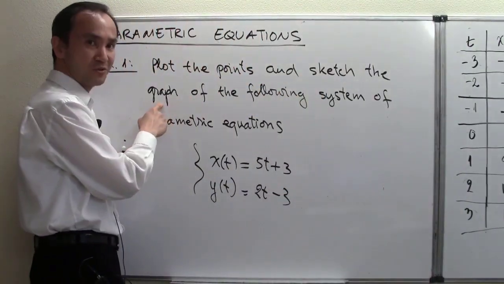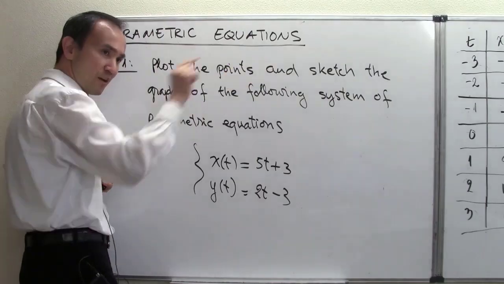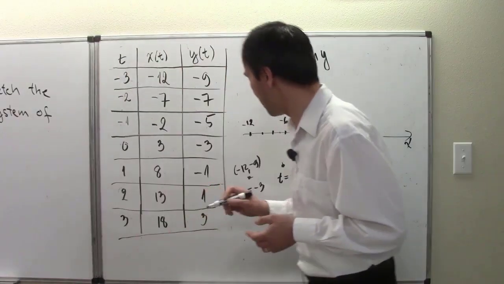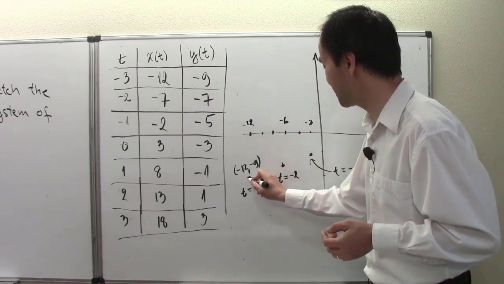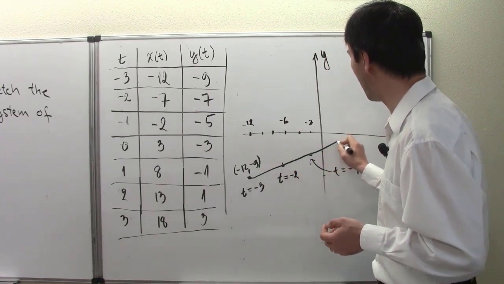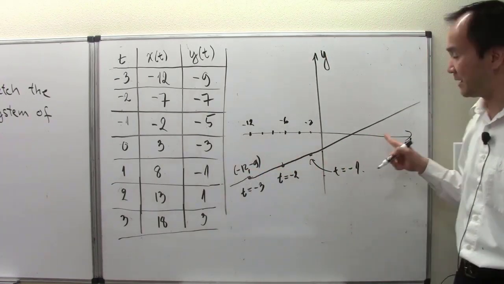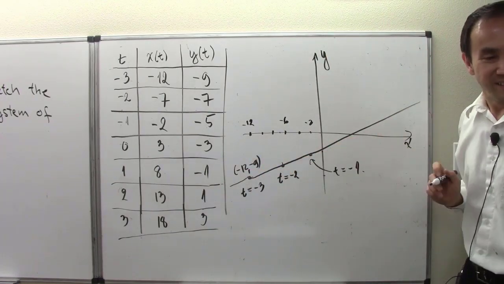And now the next part of the example is asking us to sketch the graph. So now after having the plotted points put down on the graph right here, we're going to just connect the points, connect the points through whatever shape that these points define. All right, so this is the graph that we have sketched.